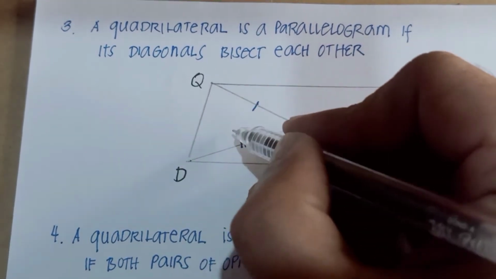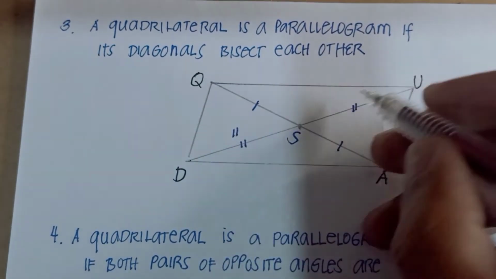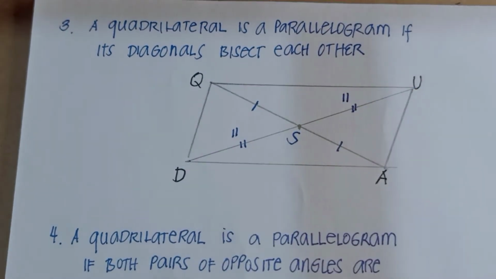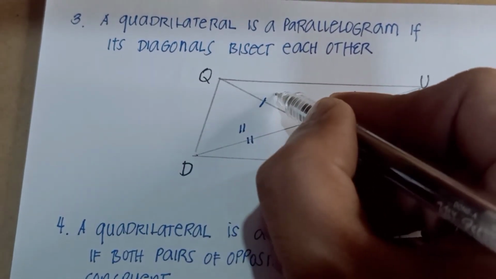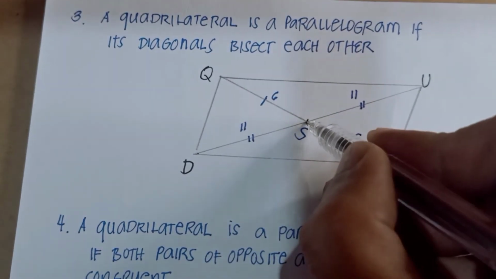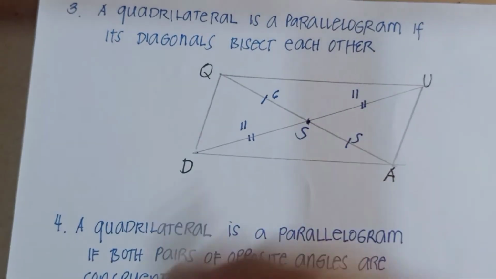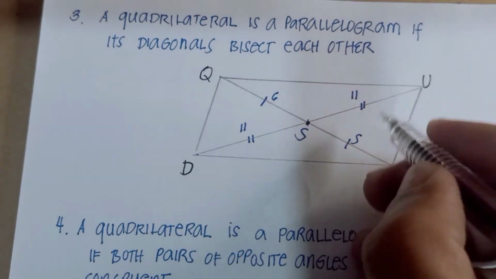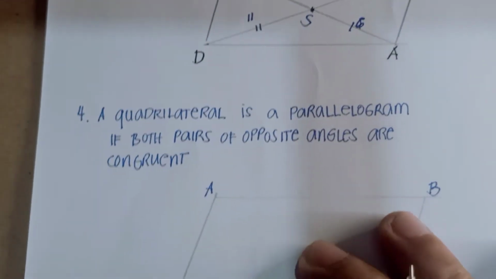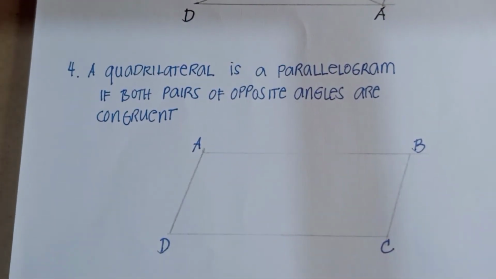Kunyari, ito ay 11. Yung measure ng DS is 11. Yung SU, 11 din. Okay? Yung QS naman, kunyari, ay 6. Then, yung SA ay 6. So, nag-intersect sila sa point S. Yung diagonals na yan, they bisect each other. So, parallelogram yan. Okay? Ito na tayo sa pang-apat. Theorem number 4.